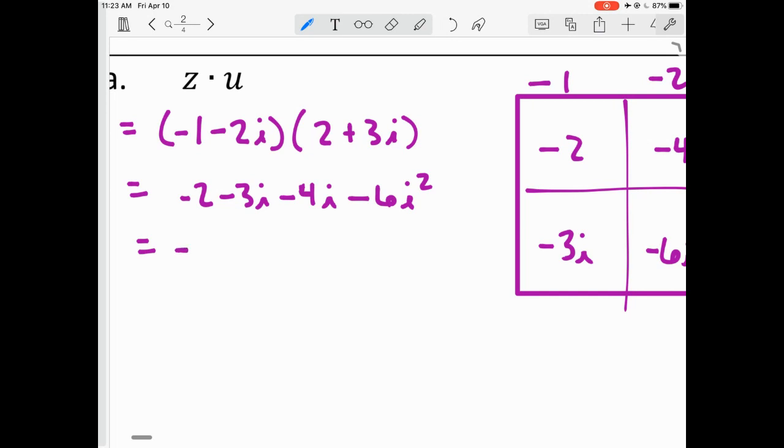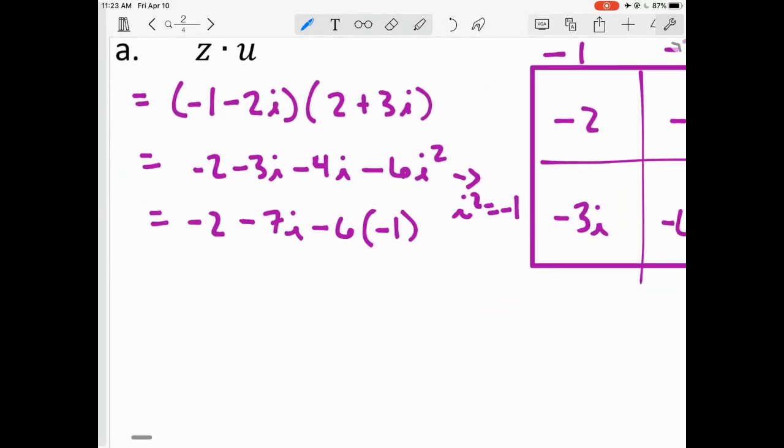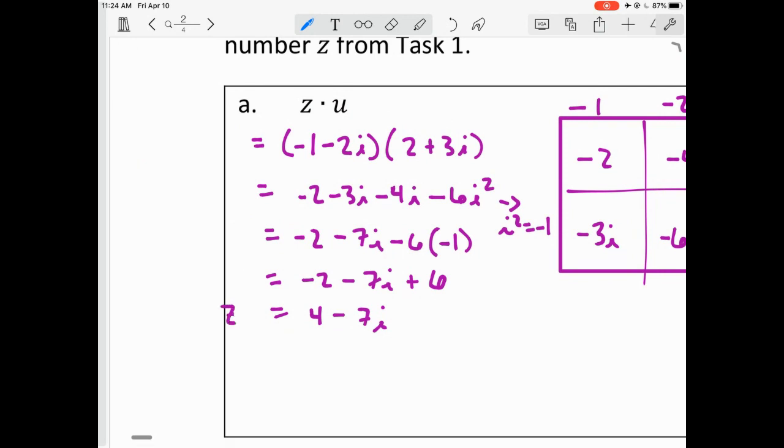And now just simplify. Negative 2, negative 3i minus 4i, negative 7i. Hey, we know what i squared is. Just a reminder, i squared equals negative 1. So let's substitute negative 1 for i squared. Further simplification, we have negative 2 minus 7i. Negative 6 times negative 1 is positive 6. Now we have these two like terms. Negative 2 plus 6 is positive 4 minus 7i. So now we know that z times u is 4 minus 7i. We'll be using that.